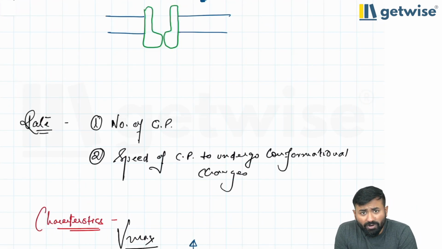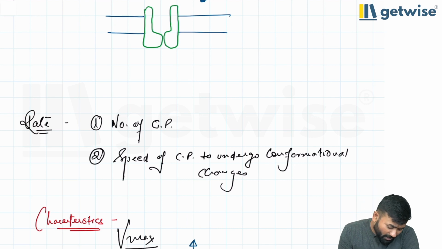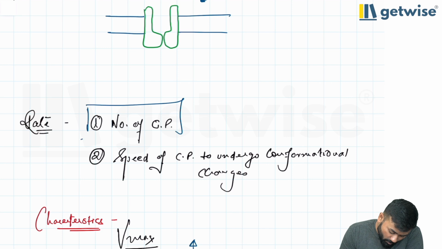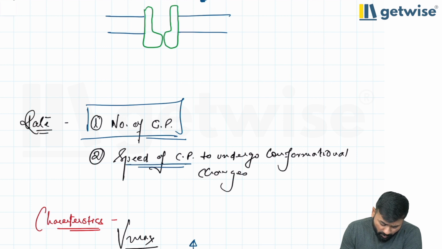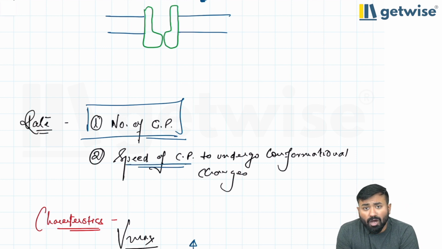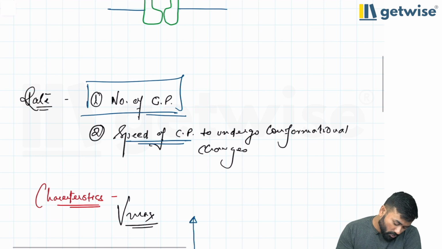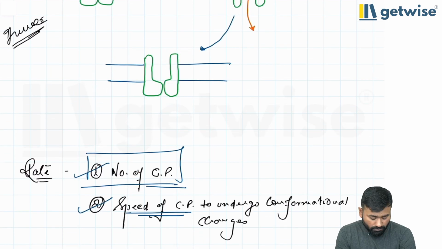Now there are two factors that determine the rate of diffusion. First is the number of carrier proteins. That is simple. More carrier proteins, more is the rate. Second is the speed of the carrier protein, like how fast a carrier protein can transport a molecule. The faster the carrier protein, the more the rate of diffusion. So these are two factors that determine the rate of diffusion.